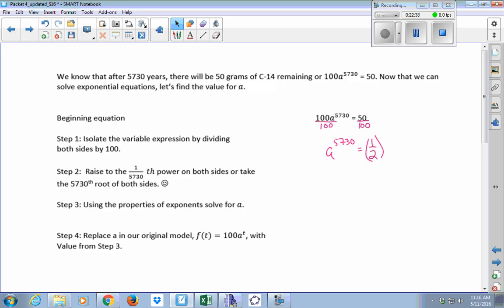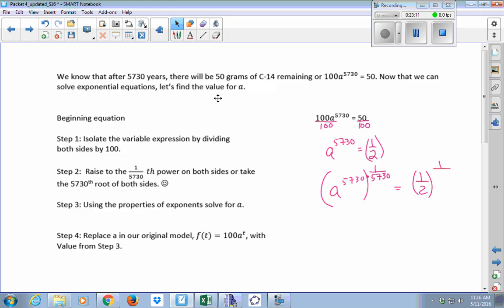So now what we're trying to find is the value of A. And the value of A, the base, is going to be this. Well, how do we get a 1 for our exponent? We have two ways. We can raise this thing to its reciprocal 1/5,730, because when you multiply your powers, you get 1. Or you could take the 5,730th root, which is the same thing. So it's just easier to write it as an exponent.